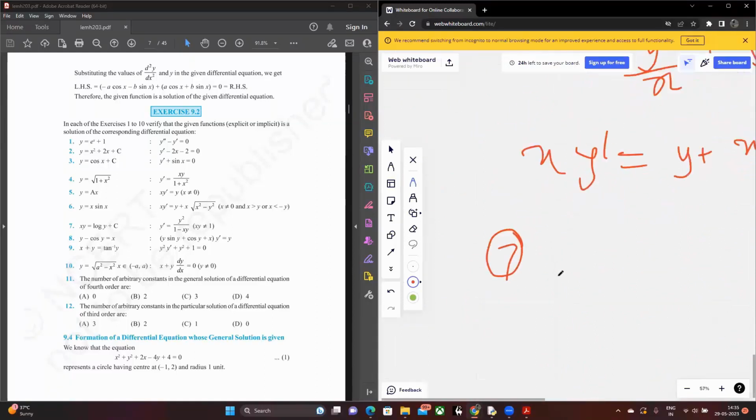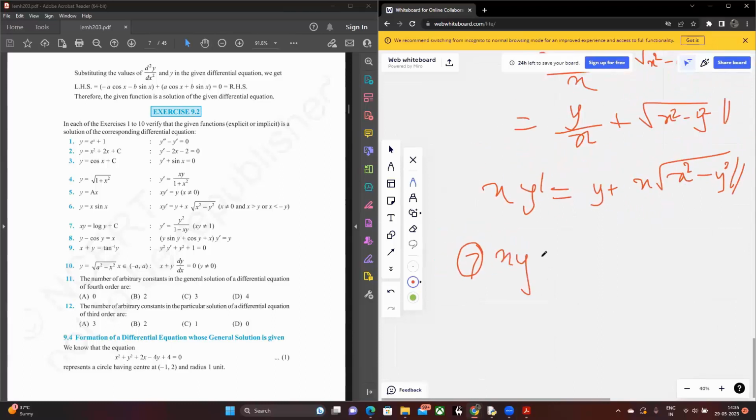Question number 7. You have xy equals log y plus c. Everybody should know that log y is basically log to the base e of y. It's not log to the base 10 over here because in maths, log is natural log. Log and ln are the same. If and only if there's a base 10 mentioned over here, you take it as log 10. Otherwise, it's always log e.